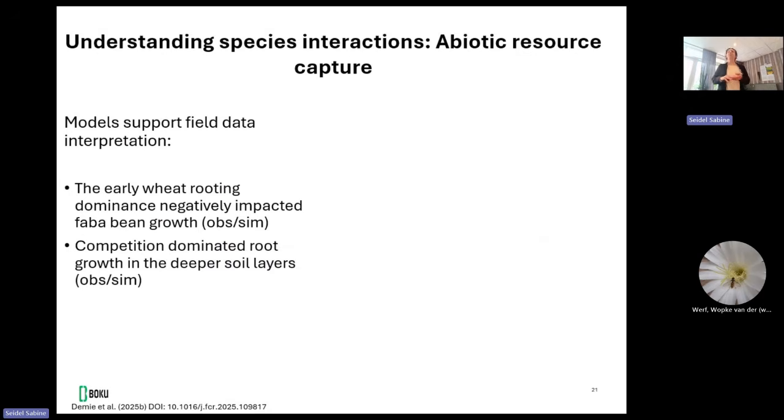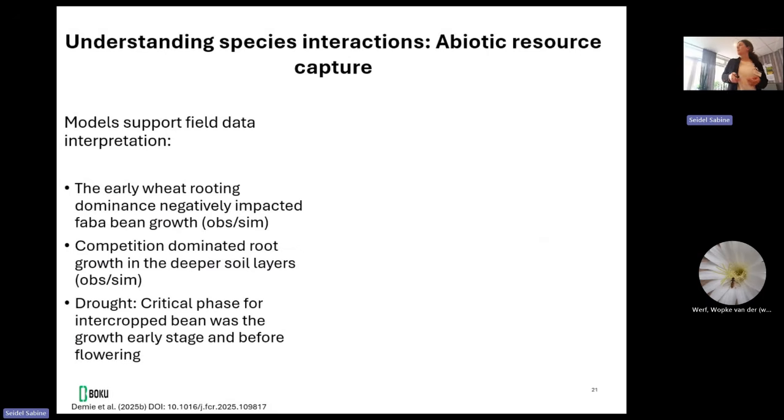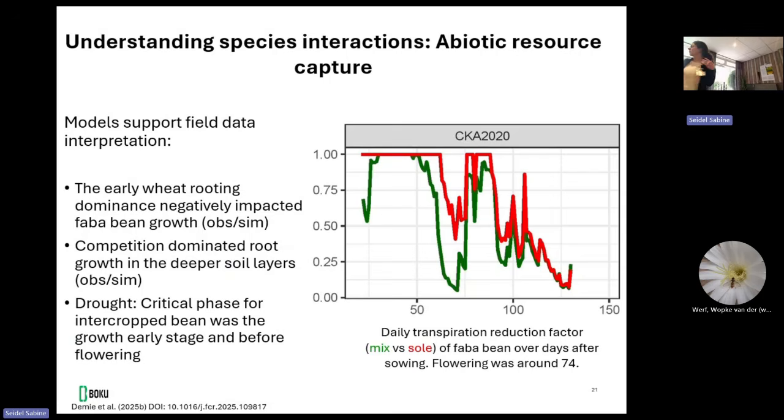I would just show you in a bit a figure from the simulations that proves this outcome. And then also the competition dominated root growth in the deeper soil layers. So especially in the deeper soil layers, the crops competed for resources. And then also especially critical phases for the fava bean were the early growth stage and the one for flowering.